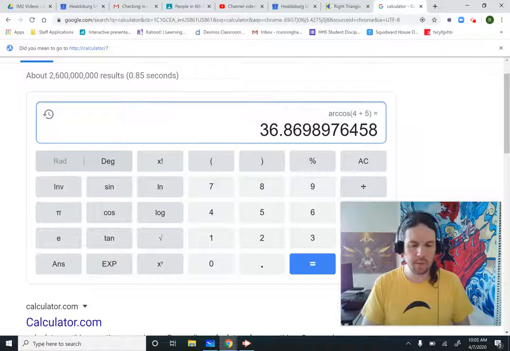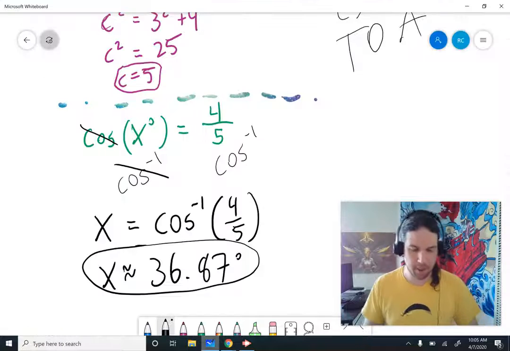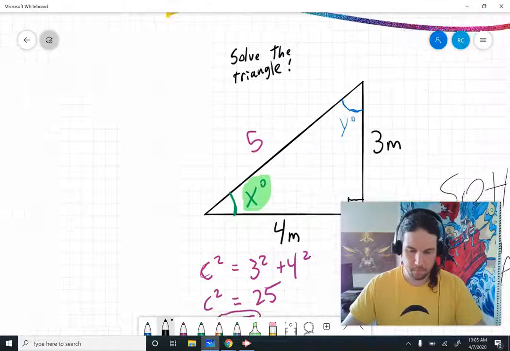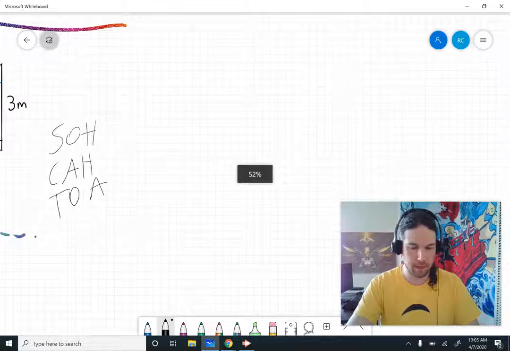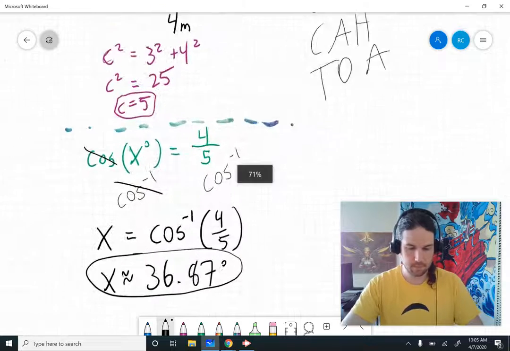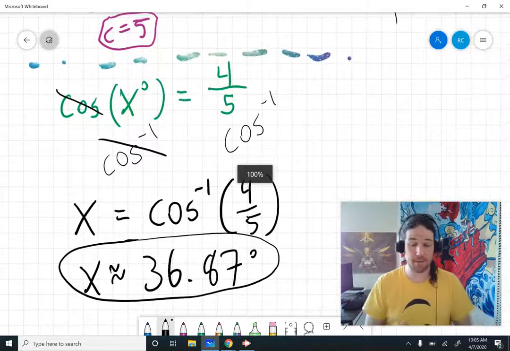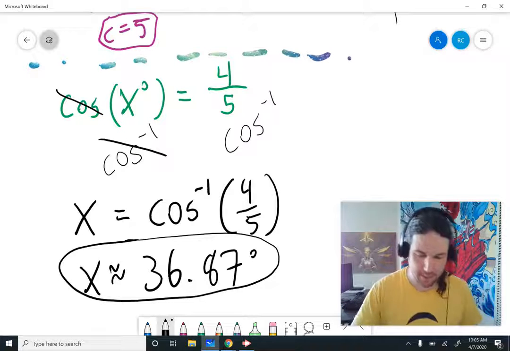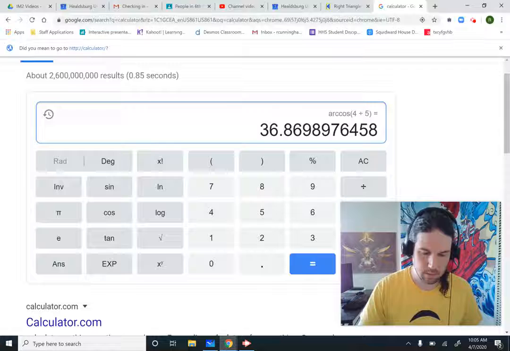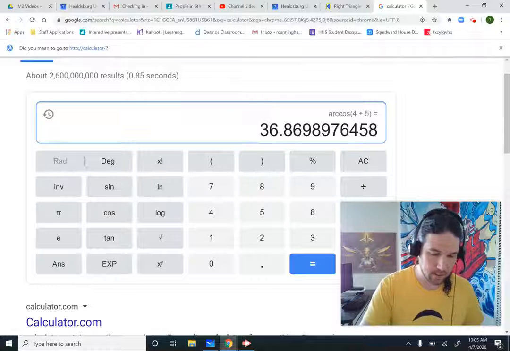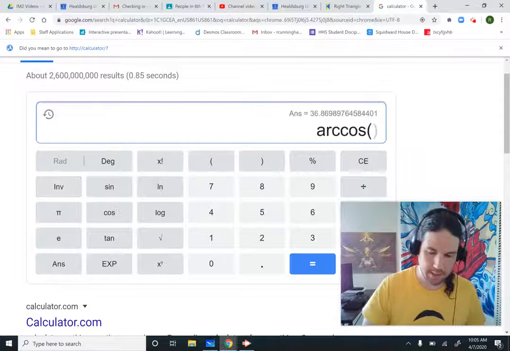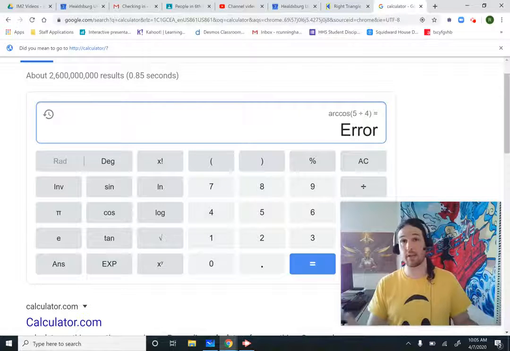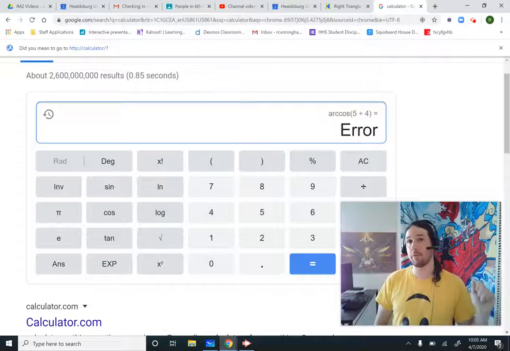Also, let's see what happens if I accidentally got my ratio backwards. What if I accidentally put the 5 on the top and the 4 on the bottom, if I did hypotenuse over adjacent instead, and watch what happens. If I say cosine -1 of 5 divided by 4, and I hit enter, it says error. And on your calculator, it might say error domain.